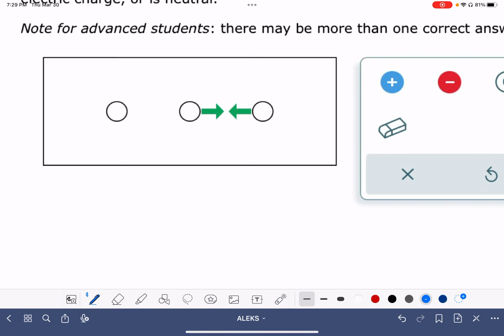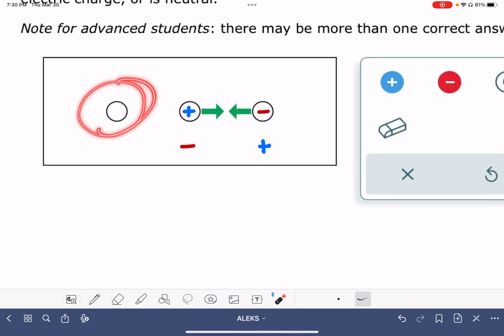Here we have this one right here. We've got two objects that are attracted to each other. We know that because they're attracted to each other, that means that they have opposite charges. One of them is positive, one of them is negative, and it's not going to matter which one we choose to be the positive and which one we choose to be the negative.